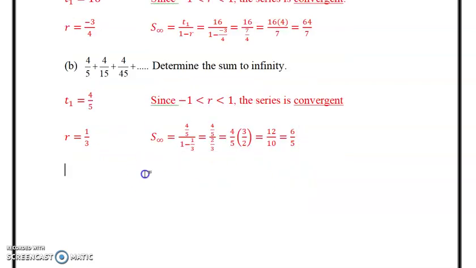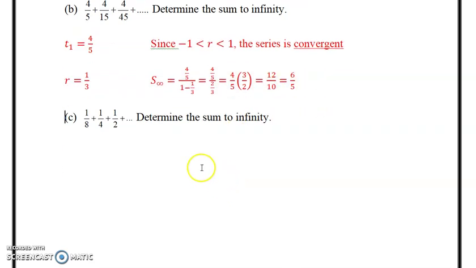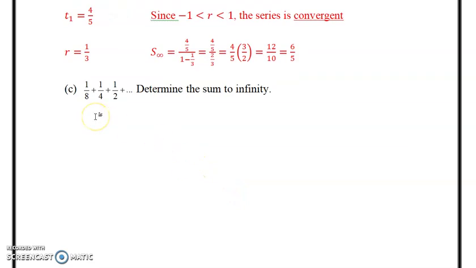6/5. So that means that no matter how many terms we pick, the higher term we go, this will never go past 6/5. So it's converging to 6/5, to a fixed value. The next one is a little different.